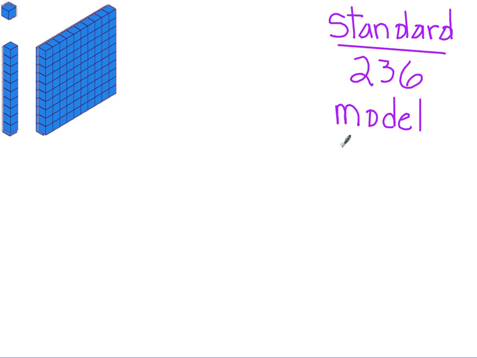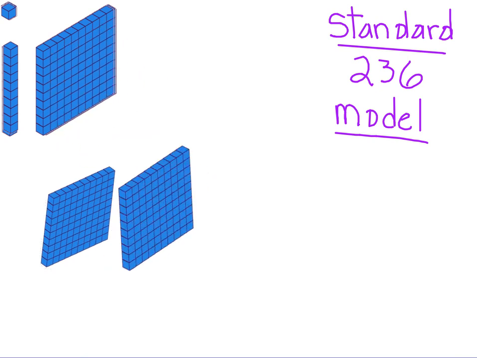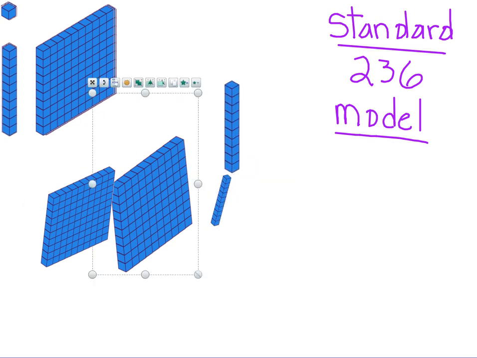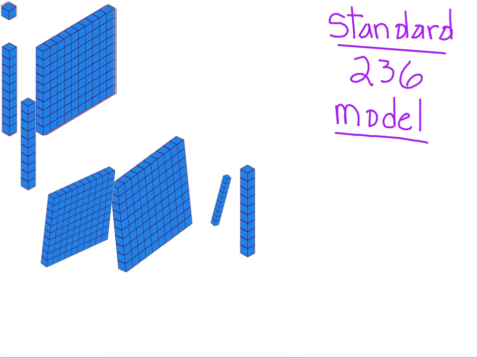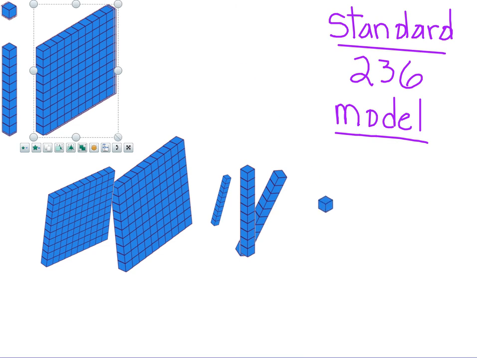In order for the children to do this model, they're going to pull out the blocks to show the numbers that we have. So for 236, they need 2 hundreds, 3 tens, and then they're going to need 6 ones.